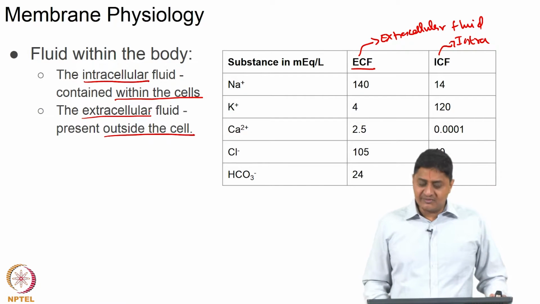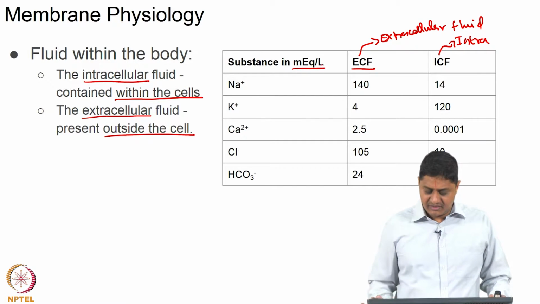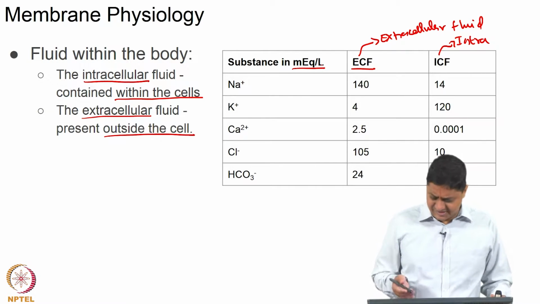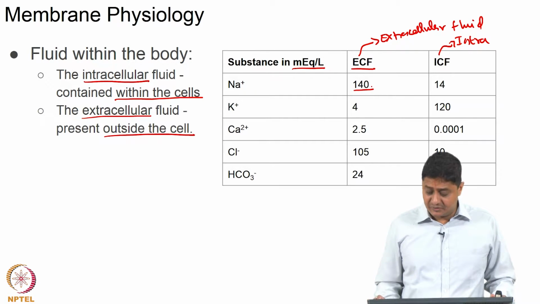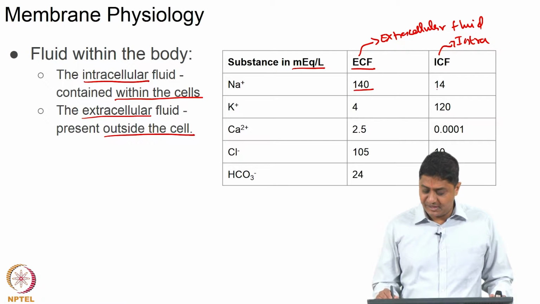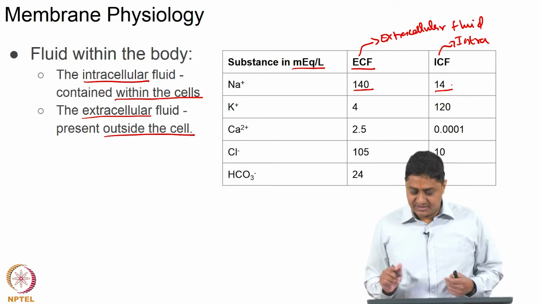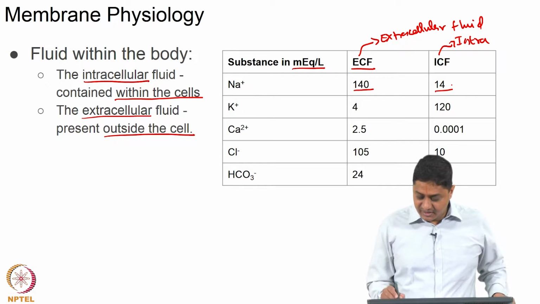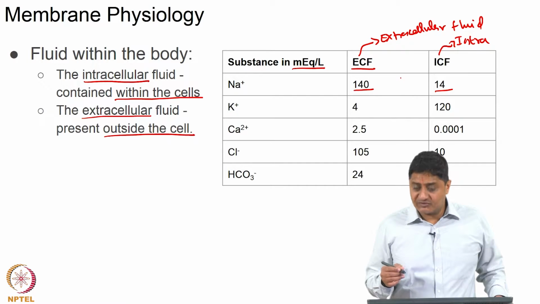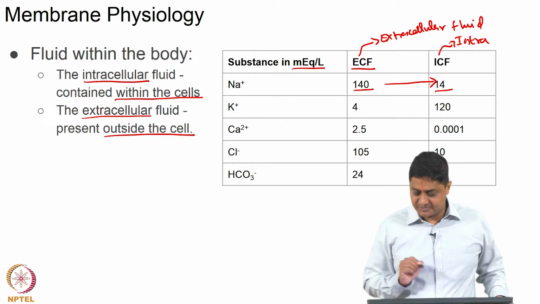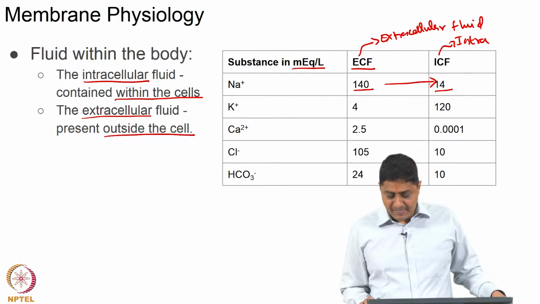And typical concentrations in milliequivalent per liter of different substances are given here. For sodium, 140 milliequivalent per liter is present outside the cell and 14 is present inside the cell. So, that means there is a gradient, and what is the direction of this gradient? Suppose there was an opening that allows transport of sodium across the membrane, it is going to be transported in that direction. Please note where the arrow mark is.